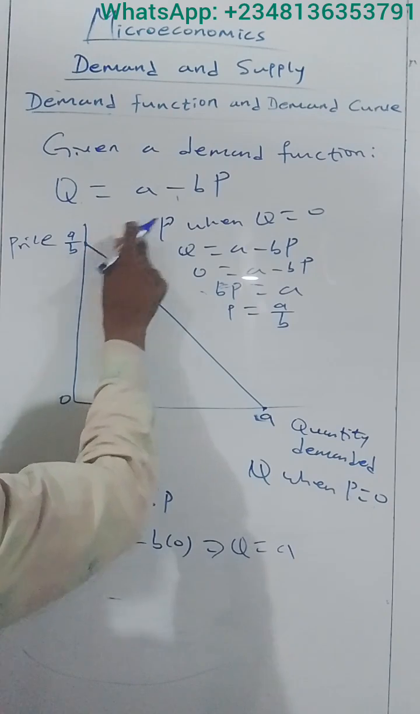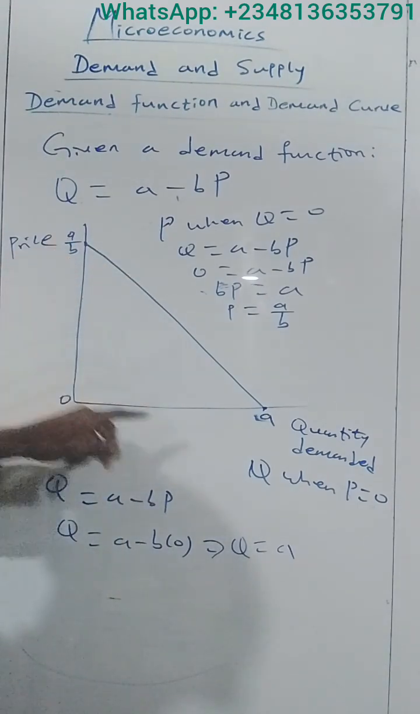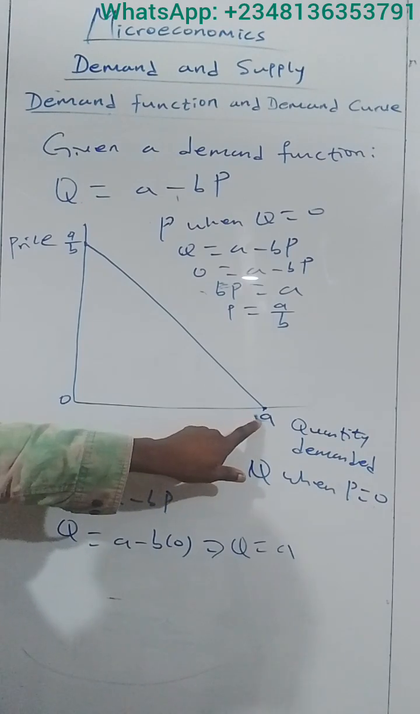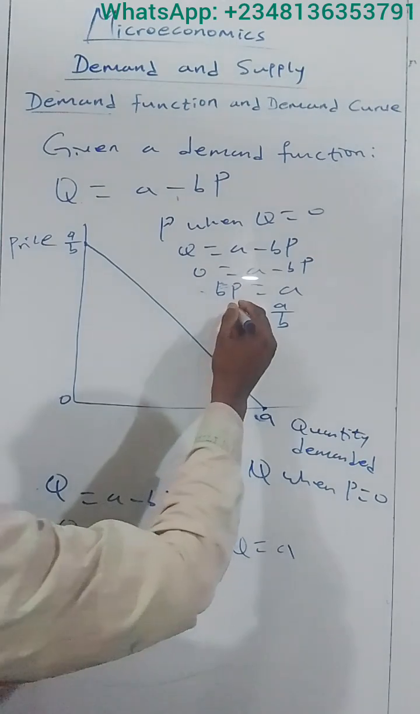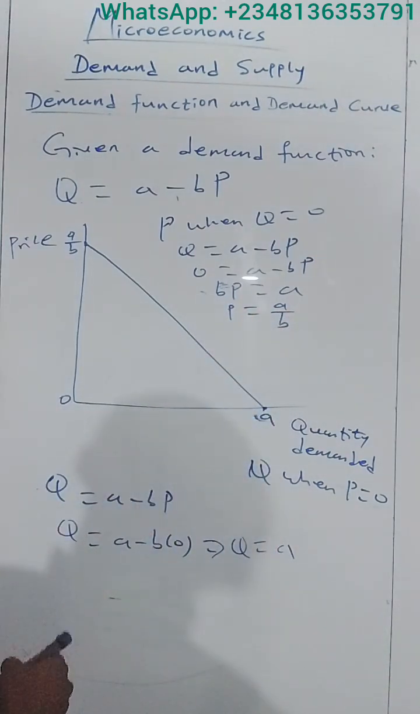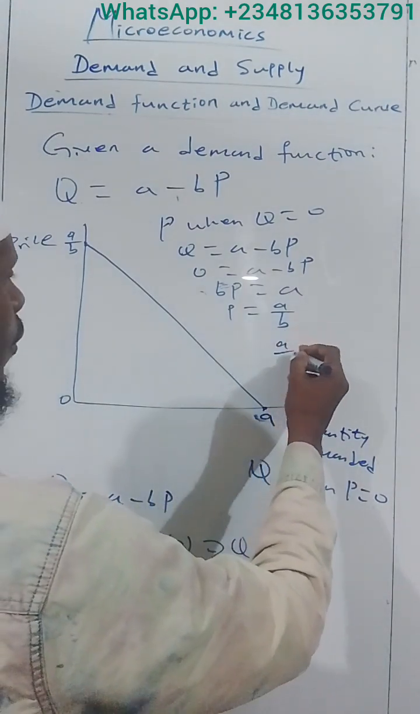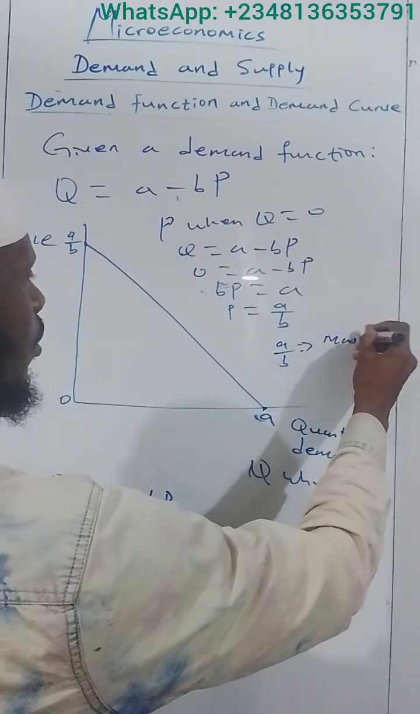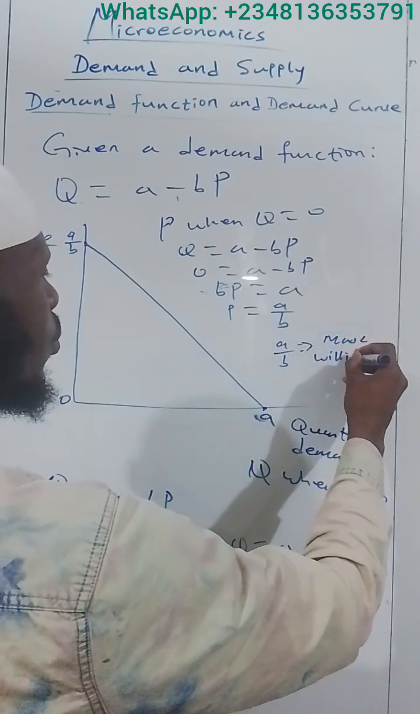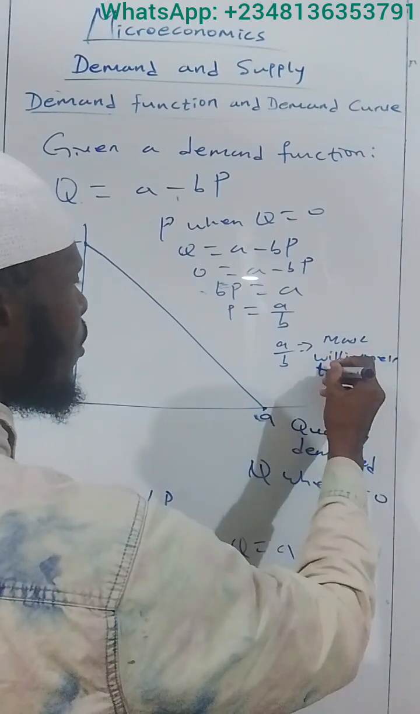So this is A over B, and this is A. What does this mean? This A over B is the maximum willingness to pay. In other words, A over B is the maximum willingness to pay.